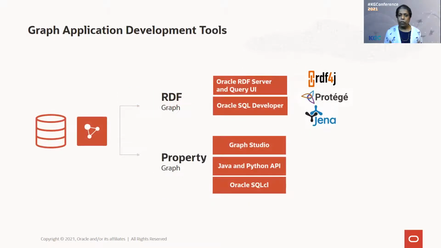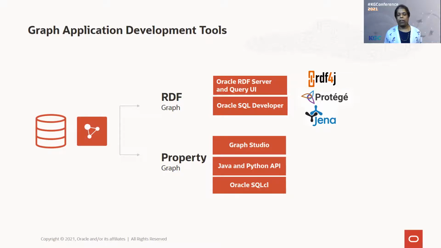So there are a variety of tools available for application developers to work with these graph models in an Oracle database. The recently released RDF Server and Query UI provides a simple way to run queries, and I will show that in a bit in the demo, and also includes a REST API for setting up a SPARQL endpoint. Oracle SQL Developer is a tool that is hugely popular with SQL developers, has millions of downloads, and folks who are familiar with that tool can use this plugin that we have for running SPARQL queries within Oracle SQL Developer. So that tends to be a popular option as well.